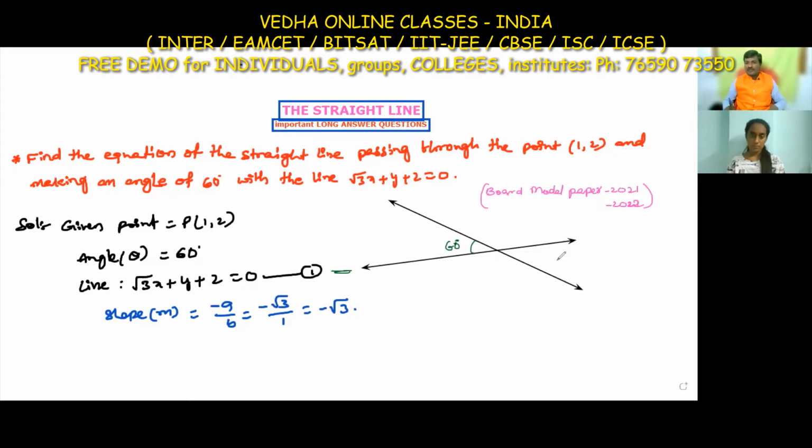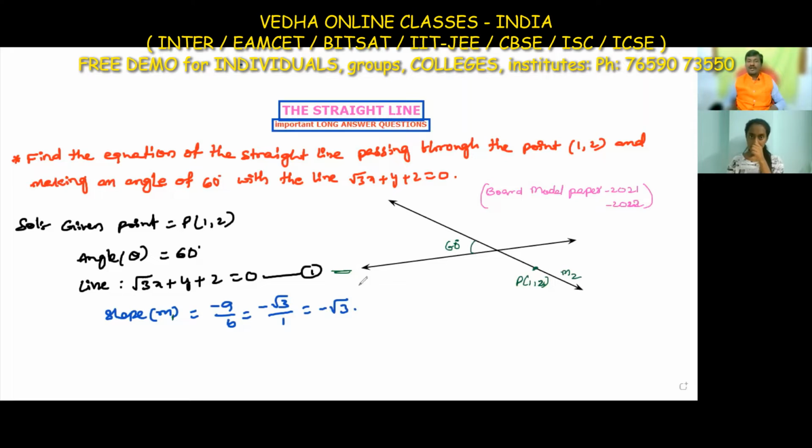Now, what about the other equation? We don't know this equation, and we don't know its slope. I am taking the slope of the given line as m1 and the slope of this line as m2, or we can even take it as m. This line is passing through the point P(1, 2).